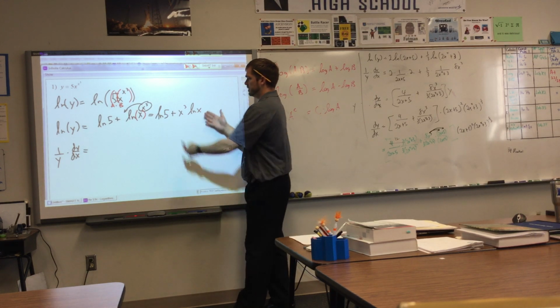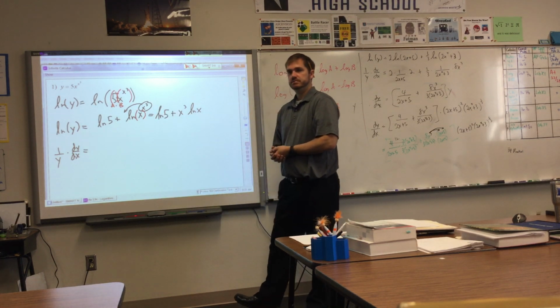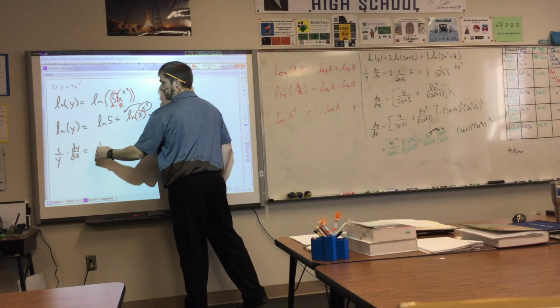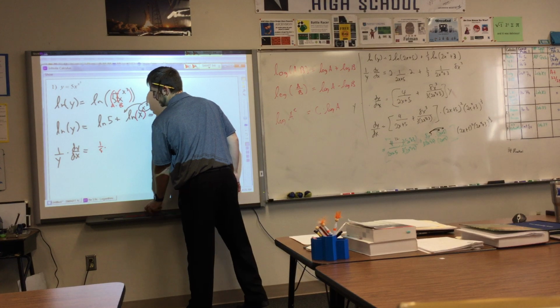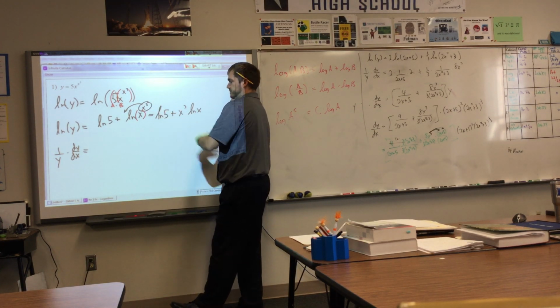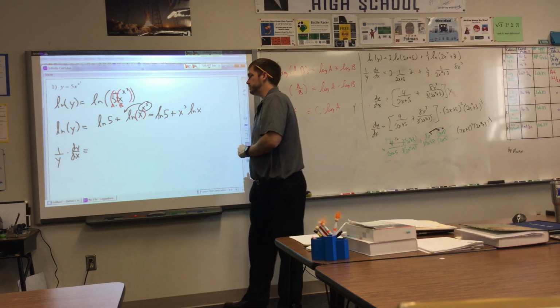Okay, so we're taking the derivative of this. Derivative of the natural log of 5. 1 over 5 times the derivative of 5, yeah, it's 0. Natural log of 5 is a number, so the derivative of that is 0. Now, let's take the derivative of x cubed times ln x.